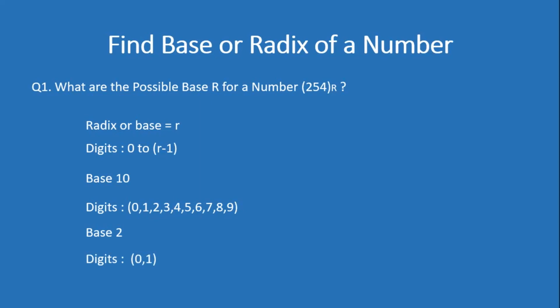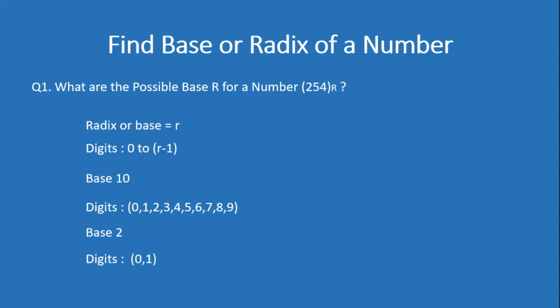So here we can see that the base is always greater than any value of digit. Here in the base 10 system, you can see every digit is less than the base. Here in the base 2 system, you can see that every digit, 0 and 1, is less than the value of the base. So we can conclude that the base is greater than any value of digit.